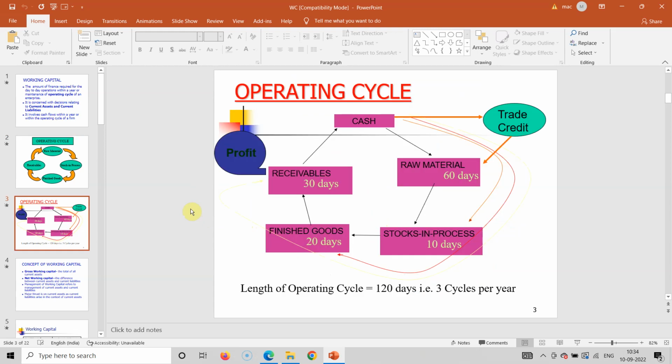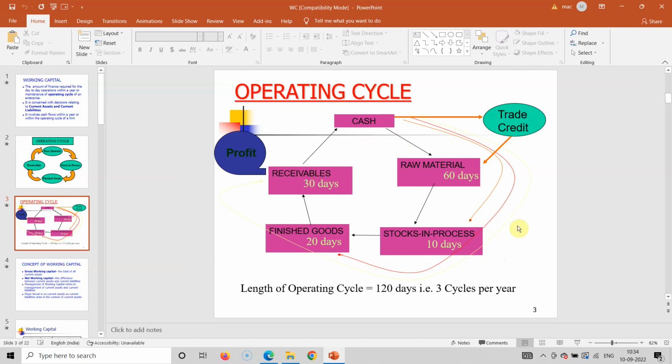So in the operating cycle, I bought raw material either through cash or trade credit, maybe for 60 days credit, and I put that raw material into process, which may take 10 days as stock in process. Then I convert it into finished goods, which may take 20 days, and I sell it off, and payment is received in maybe approximately 30 days. So this is the operating life cycle.